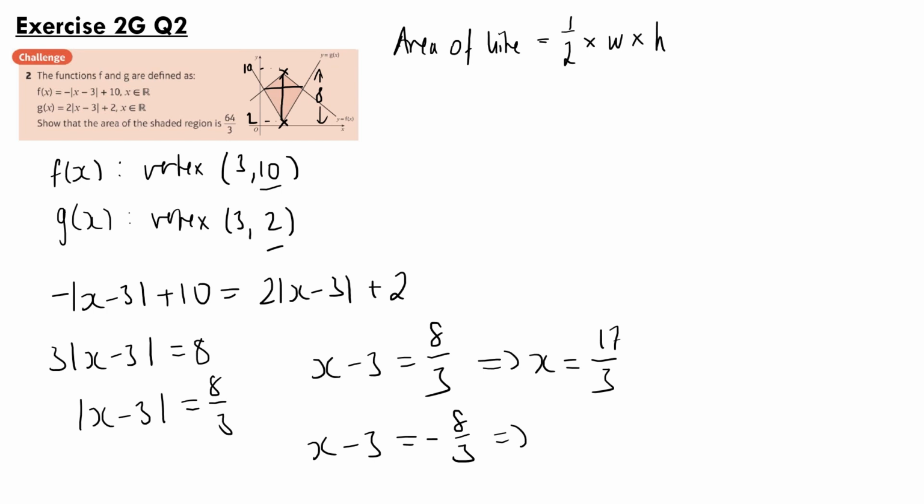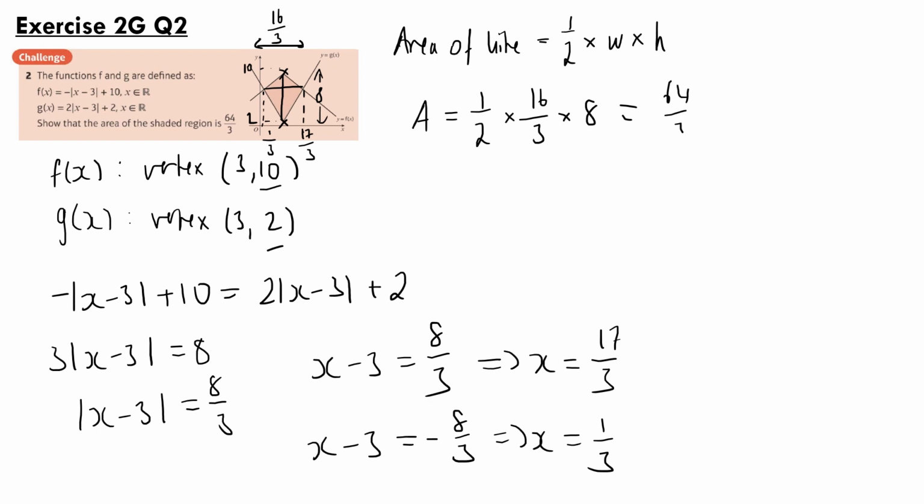and our second solution is going to be x equals 1/3. And so we have the x coordinates now. Here it's 1/3, and here it's 17/3. So we now know that the width of the kite is going to be 17/3 minus 1/3, which is 16/3. So our area is equal to 1/2 times the width times the height, which gives us 64/3 as required.